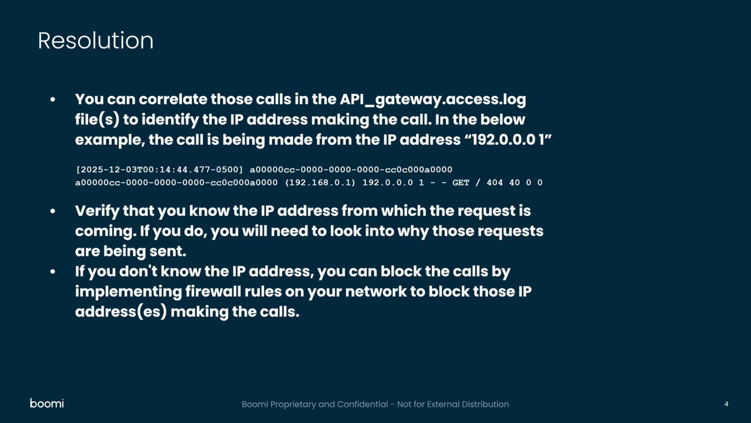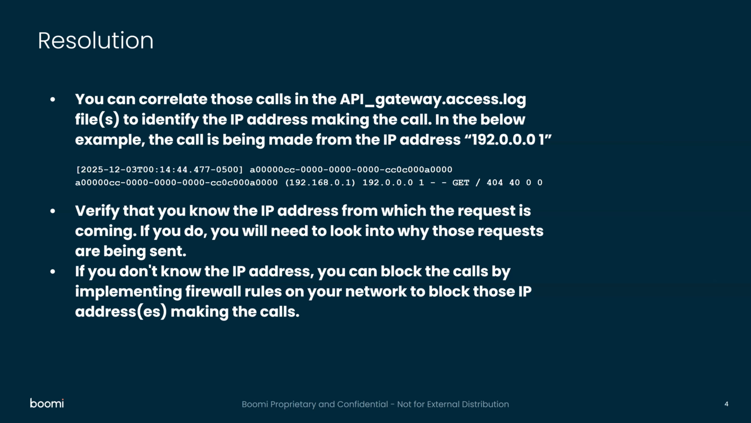If you see that warning in the API_gateway logs, you should see the request made in the API_gateway access logs as well. So what you'll want to do is find the request and then look for the IP that made it. In the example below, the IP that made the request is 192.0.0.0.1, right? And it made a call to that blank endpoint. We see the 404 that was returned.